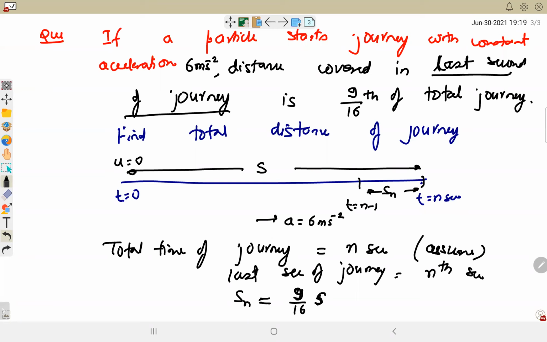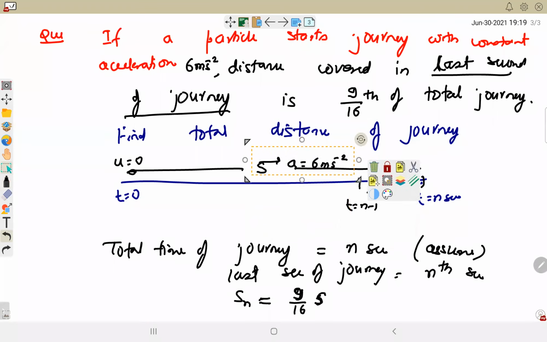Understood this? The information that is given, if we represent this in the diagram and convert it to equation, this means that the distance covered in the last second, that is the nth second, is 9/16 times the total distance covered of the journey. Right? This logic is clear.